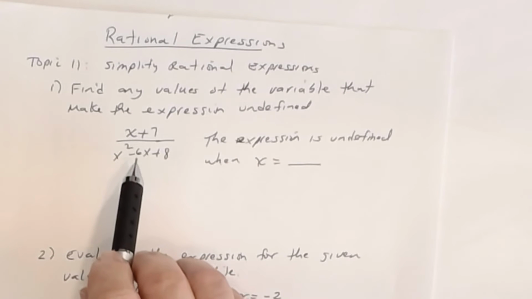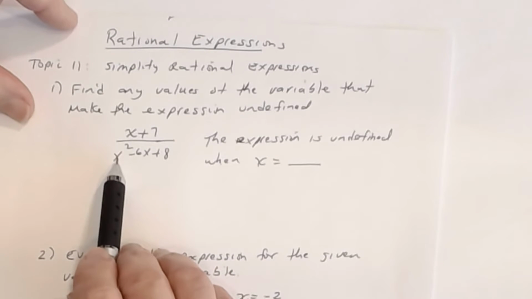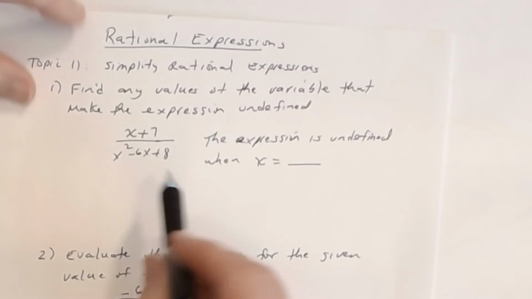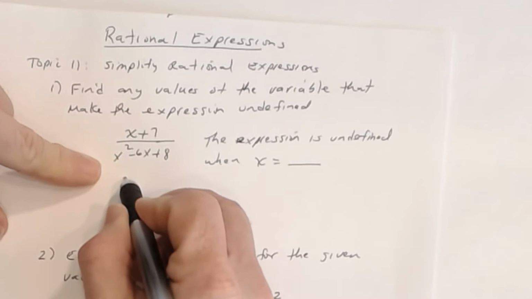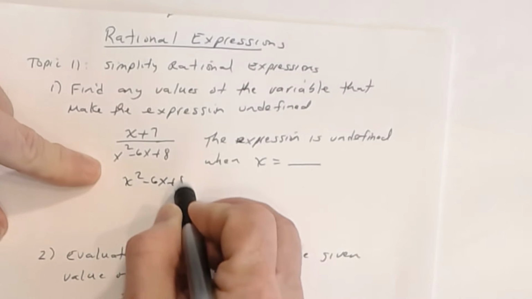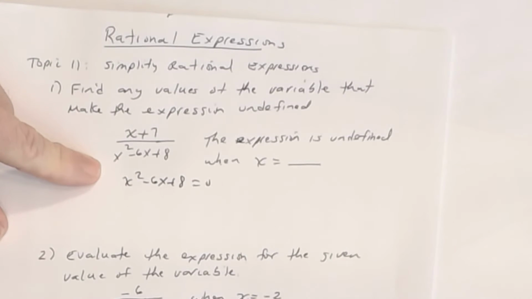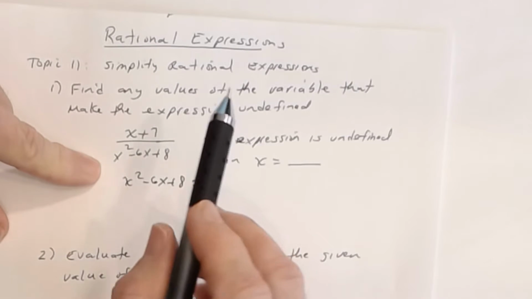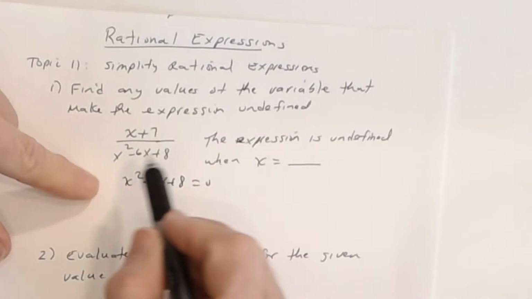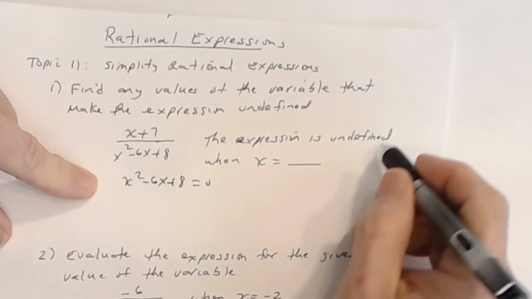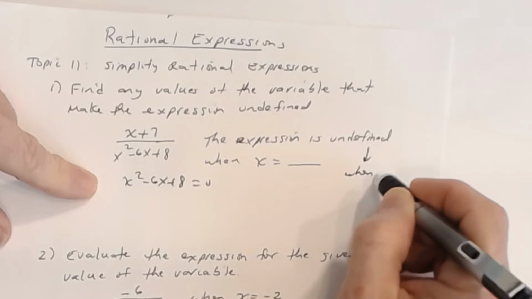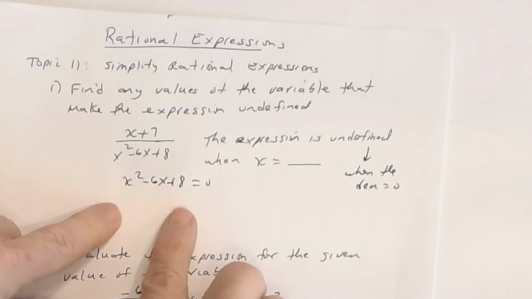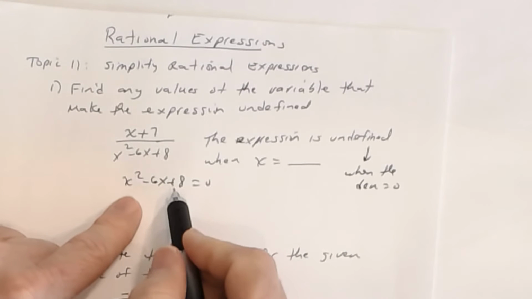So if you want to find the values of x that make this rational expression undefined, all you do is this. You take the denominator, which is x squared minus 6x plus 8, and you set it equal to 0. Don't worry about the numerator. I don't care what the numerator is. A rational expression is undefined when the denominator is 0. So remember, it's undefined when the denominator is 0. So now this looks like solving equations.